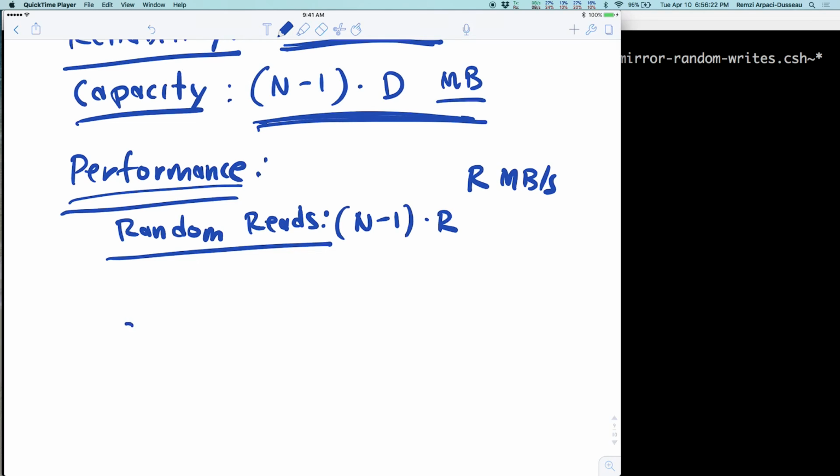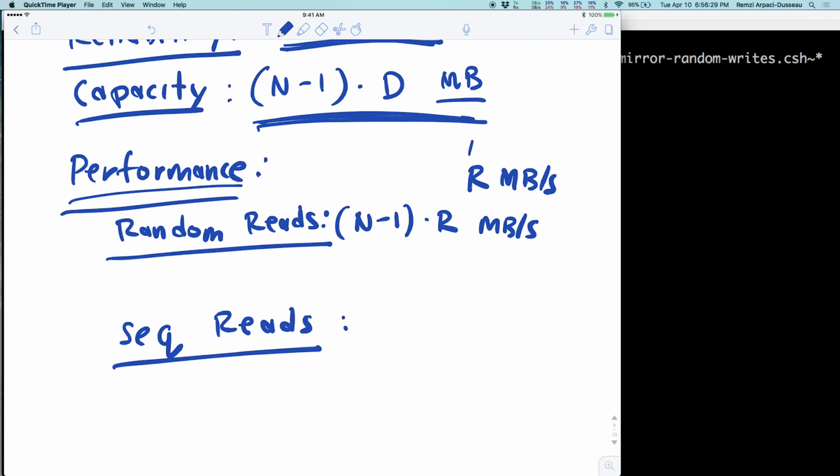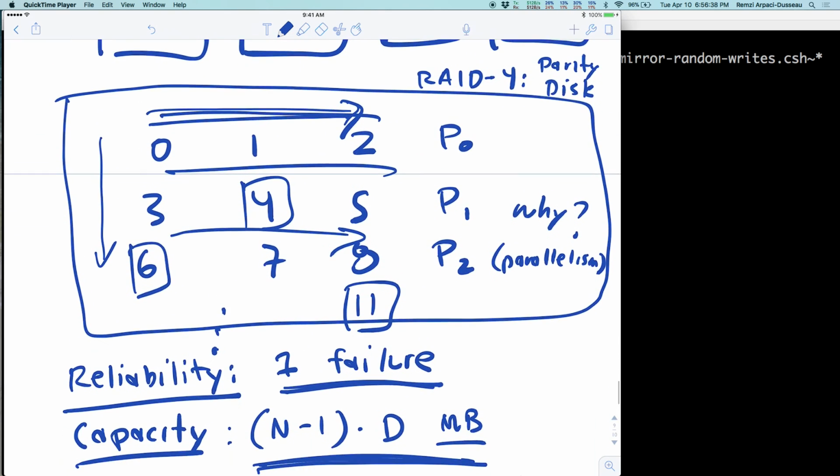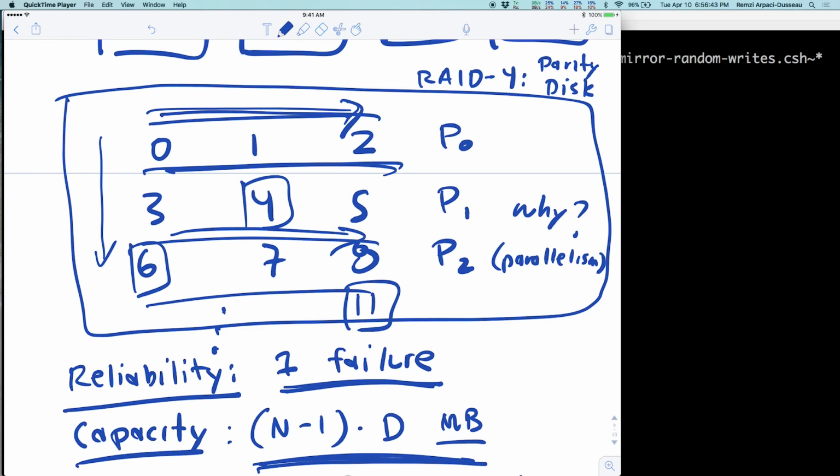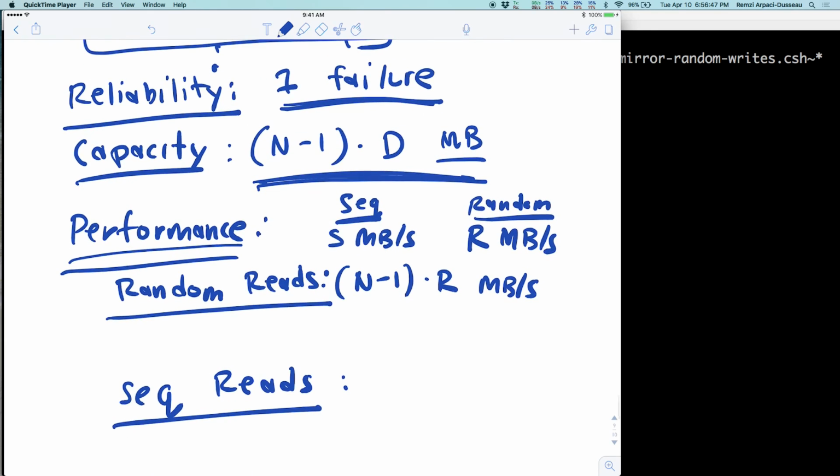Now let's do sequential reads. Sequential bandwidth of a single disk is s megabytes per second. When we're reading from a RAID 4 disk array, well, we can sequentially read from all of these in parallel. Notice we're not using the parity drive, so that's okay. But we're going to get pretty good bandwidth. We're going to get n minus 1 times s.